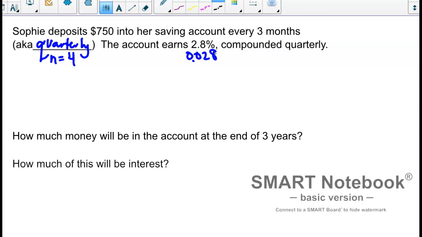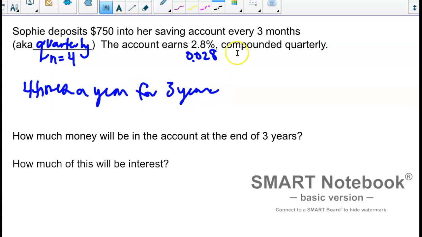Okay, how much money is going to be in the account at the end of 3 years? So you can picture yourself 4 times a year, right? 4 times a year for 3 years. That would be 12 payments you're going to make, right, of $750 each. And there's the rate. Okay, let's put that into our financial calculator.